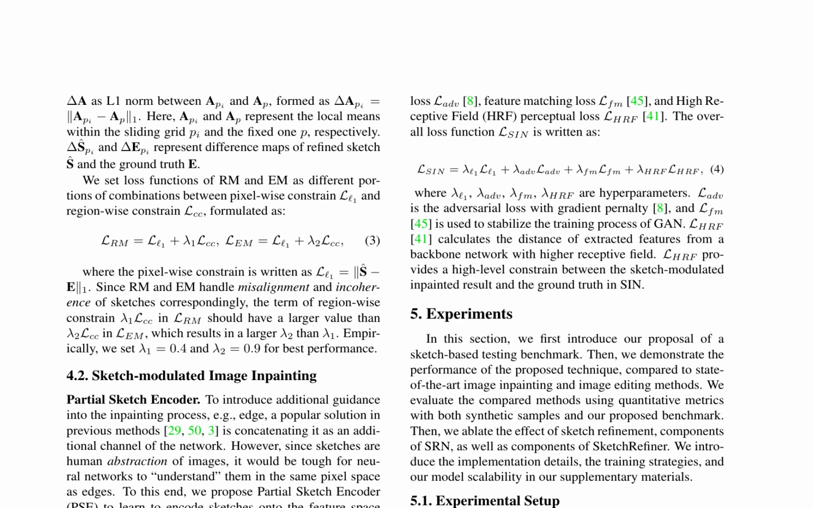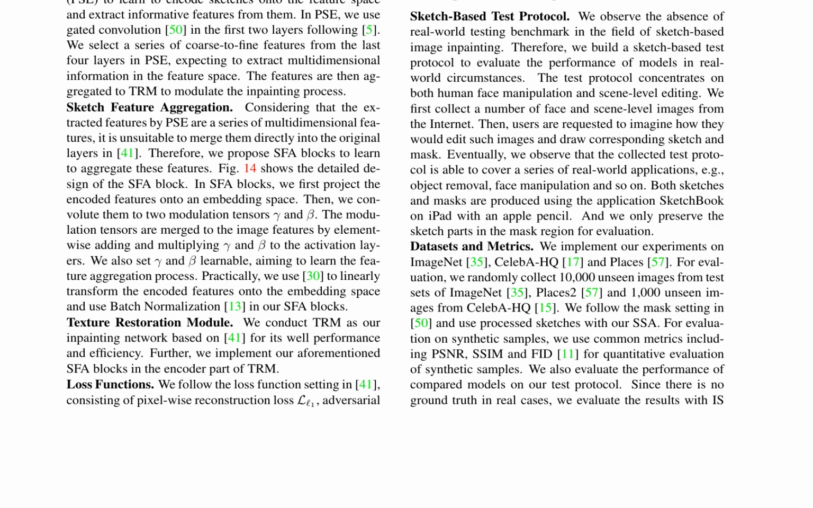Key components include the Partial Sketch Encoder, PSE, Sketch Feature Aggregation, SFA, blocks, Texture Restoration Module, TRM, and specific loss functions. The proposed method is evaluated both quantitatively and qualitatively, comparing it with state-of-the-art image inpainting and editing methods. Results demonstrate the effectiveness of the proposed approach, outperforming other methods in various metrics.